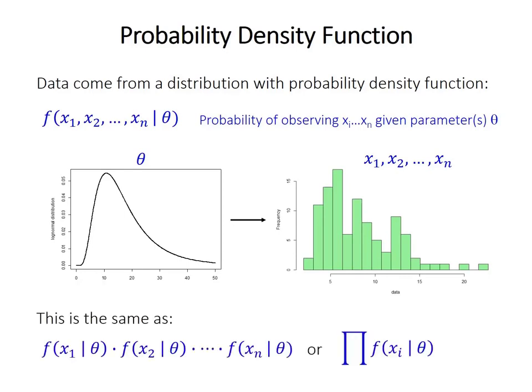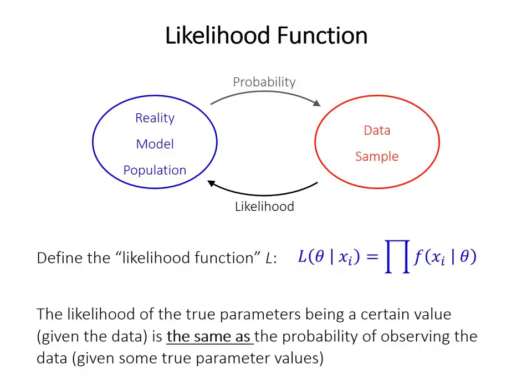So given the way that conditional probabilities work, we can also treat this as the probability of observing x1, given the parameters, multiplied by the probability of observing x2, conditional upon those parameters, and so forth. In other words, we get the product, that capital pi symbol, of the probability of observing each data point, given the parameters. But remember that likelihood is just the reverse of probability. So to get our likelihood function, we can define it this way.